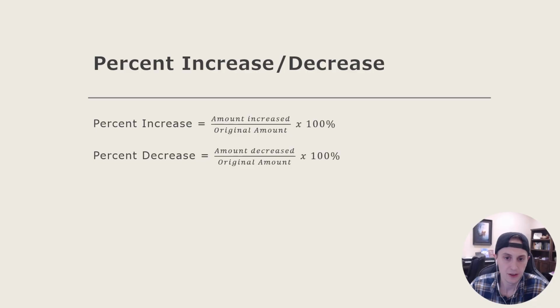Next topic, percent increase and percent decrease. So first, percent increase is the amount increased over the original amount times 100%, and percent decrease is the amount decreased over the original amount times 100%. Let's talk about this one a little bit more so we can get a better understanding of it though.